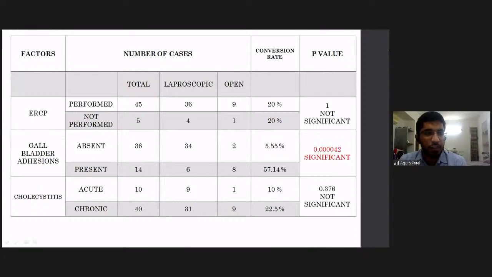Preoperatively, if ERCP is performed, it gives rise to local inflammation, which was not significant in our study for conversion to open cholecystectomy. Gallbladder adhesions were considered a significant parameter for conversion to open cholecystectomy, and even cholecystitis was not found to be a significant parameter for conversion to open cholecystectomy. Next.